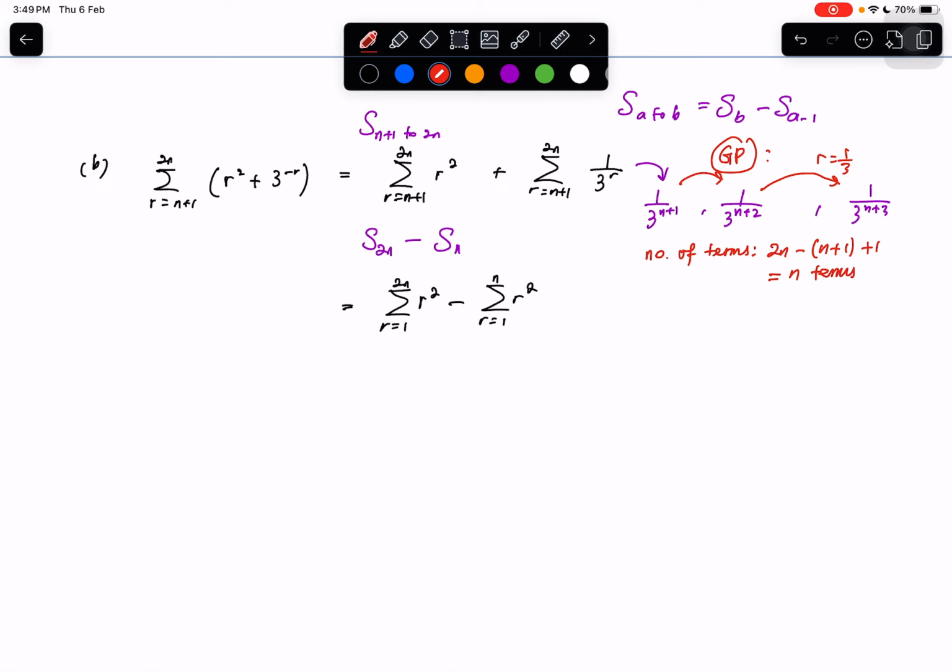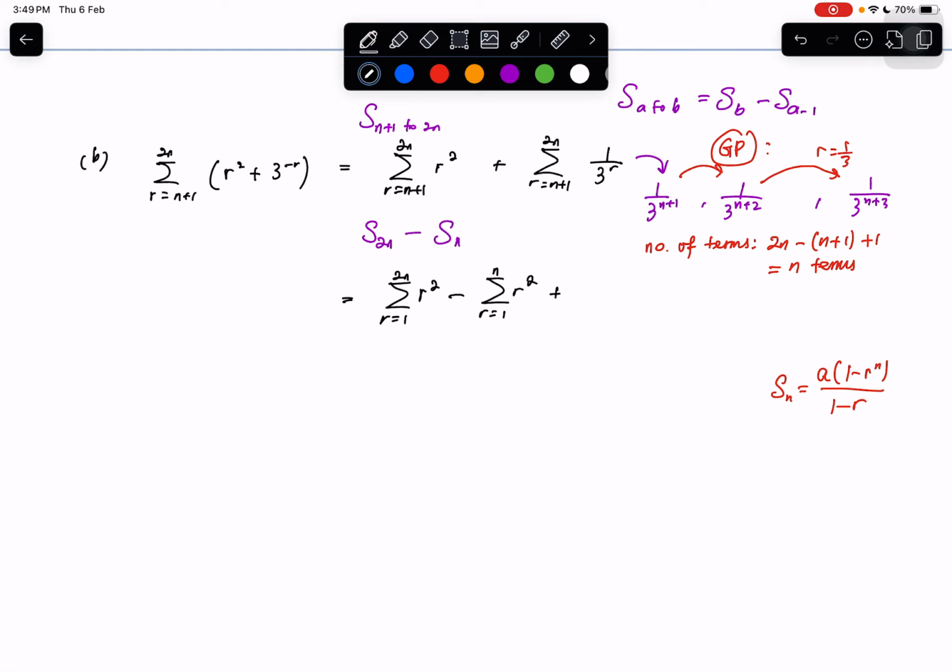So making use of the GP formula, the sum Sn for GP is a(1 minus r to the power n) divided by 1 minus r. Let's apply this now. The first term is 1 over 3 to the power of n plus 1. So this is the first term a. Then it will be 1 minus 1 over 3 to the power of n, as the number of terms is n, divided by 1 minus 1 over 3.